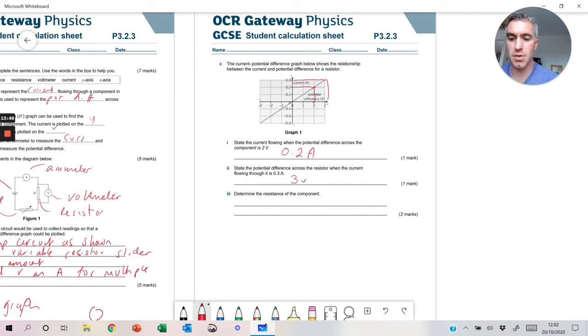Determine the resistance of the component. So V over I equals R. So we could pick either of those values. So when you had 2 volts, you had 0.2. 2 over 0.2 equals 10 ohms. Again, I did another awful one. Oh, I'm not very good with this pen.